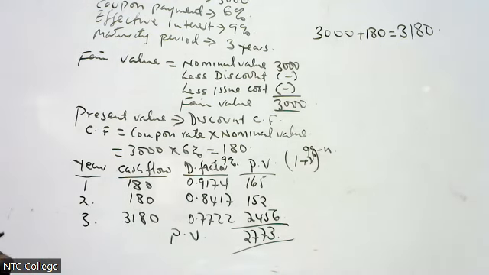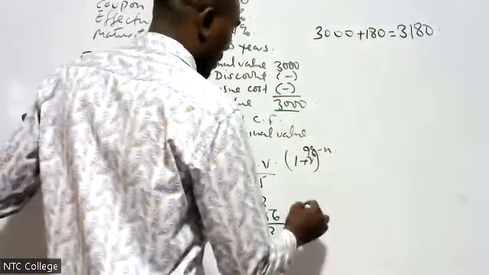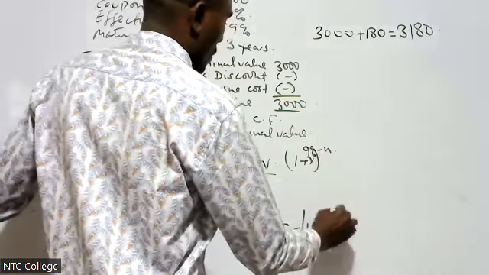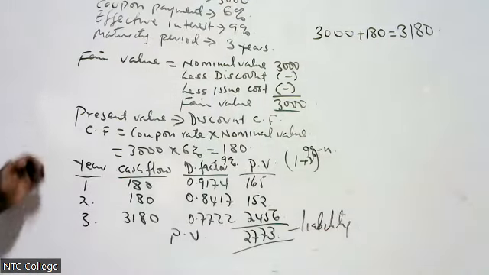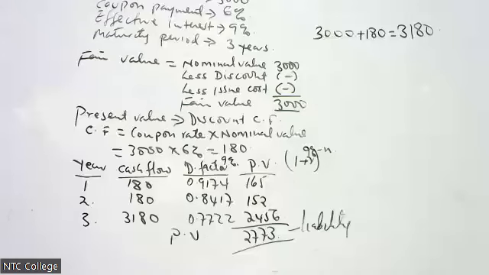That is the present value which makes up the liability in this bond. Present value will make up the liability.